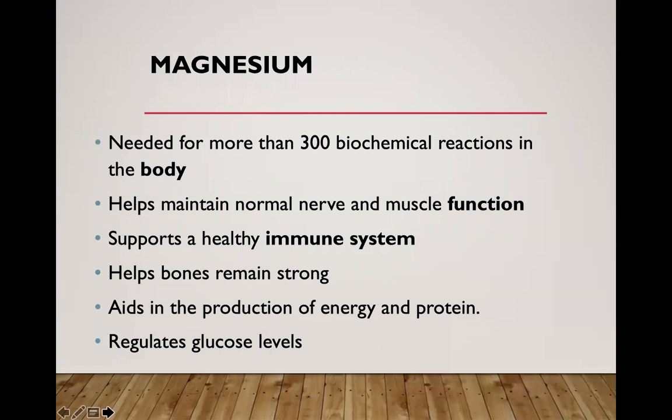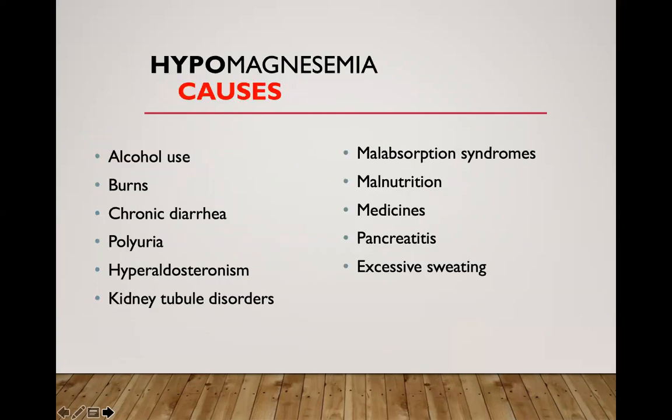Then lastly, we have magnesium. This is needed for around 300 biochemical reactions in the body. It helps maintain normal nerve and muscle function, supports a healthy immune system, and helps the bone to remain strong. It also aids in the production of energy and protein as well as regulation of glucose levels. So what causes a decrease in serum magnesium? Well, alcohol use, burns, chronic diarrhea, and you have all of these listings.